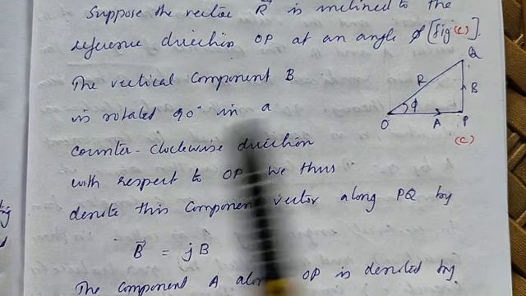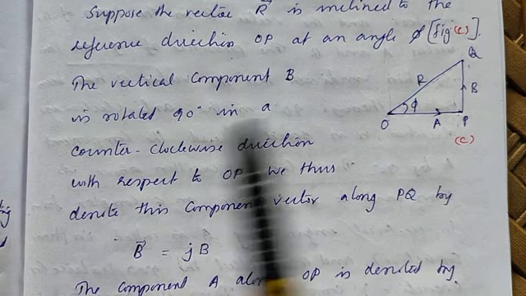The component A along OP is denoted by A. This vector has no change. It is along the reference direction, so it can be represented simply by A. So the resultant R vector can be represented as the combination of A plus jB. That is, the component B part is rotated 90 degrees counterclockwise from the reference line, so this is represented as jB. The resultant will be the sum of these two components, A plus jB.